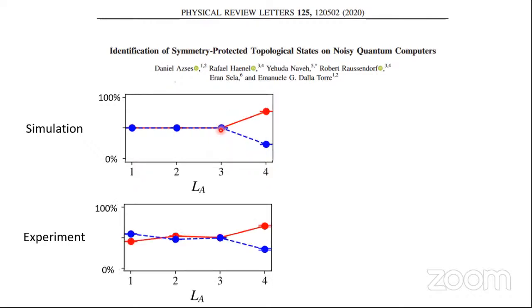In the experiment, as you can see, the overlap is not perfect. The reason that the overlap is not perfect is also something that we understood. It's related to the fact that in the measurement process there is a difference between 0 and 1. When you measure the qubit, there is a difference.